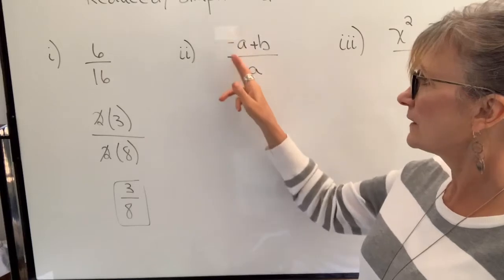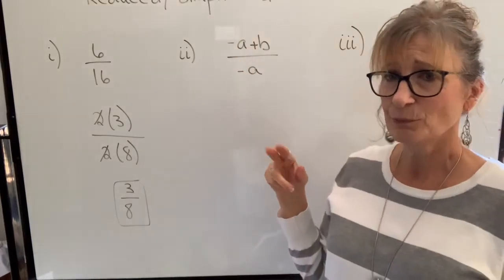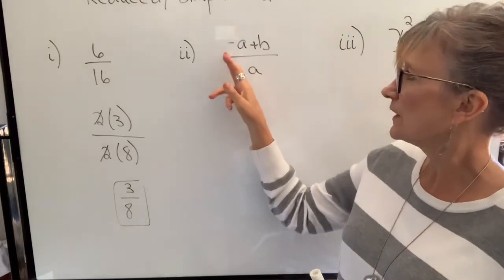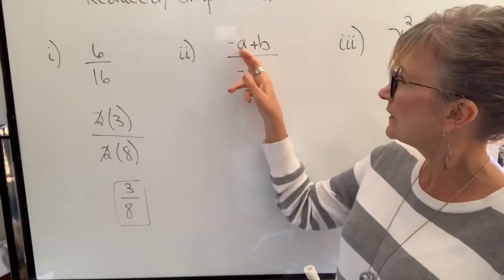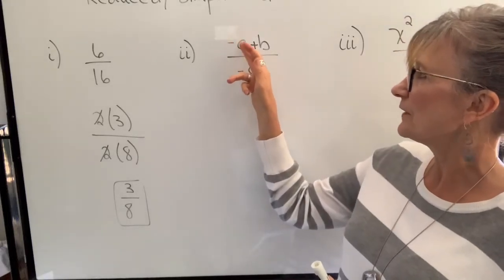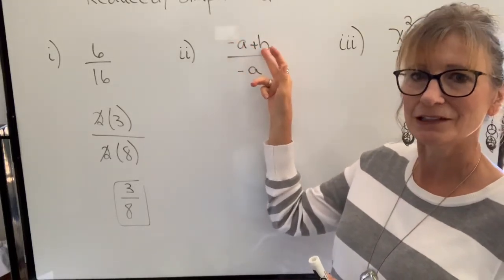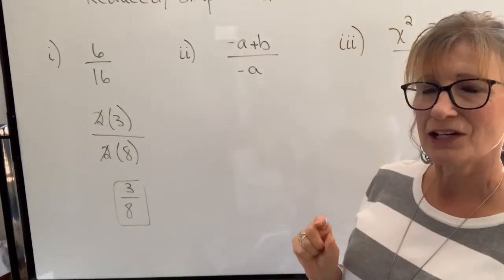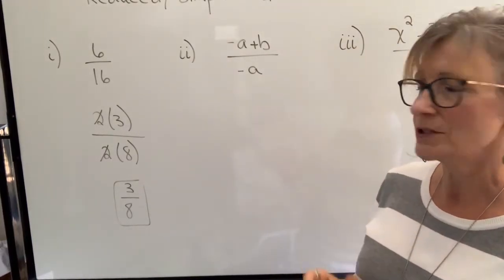Now I just can't cancel a negative because remember I said you can't cancel terms. You can only cancel factors. So this is a term in this numerator, so I can't cancel it. I can't cancel the negative because the negative is a factor of the a, which is a term in the numerator. What I am going to do, however, is factor out a -1 out of both the numerator and the denominator.